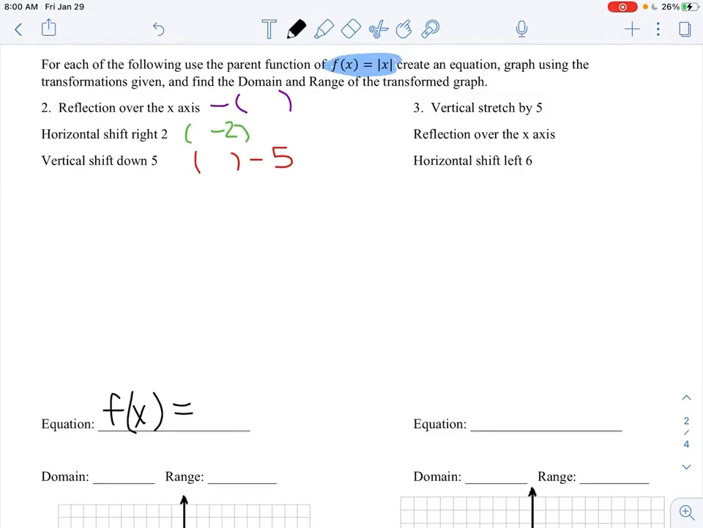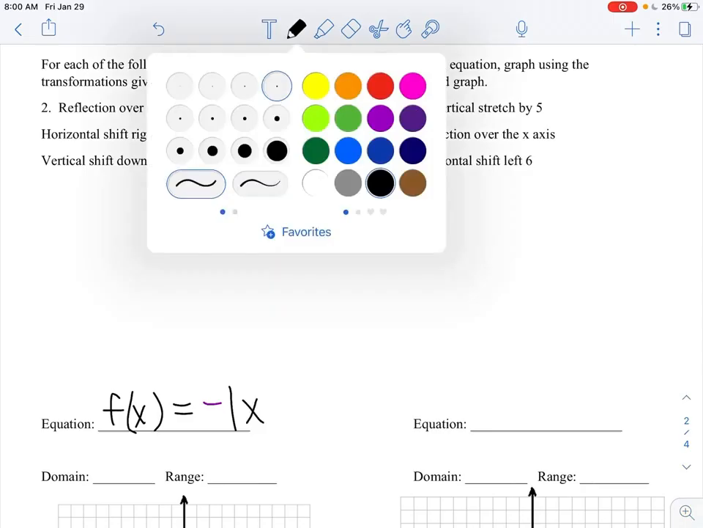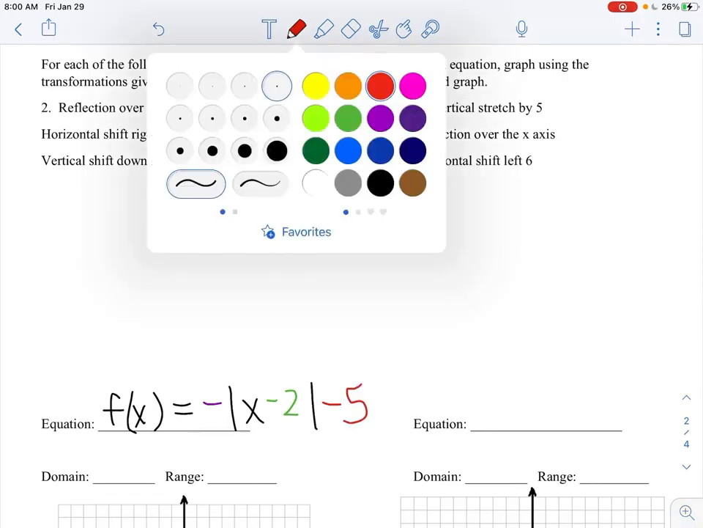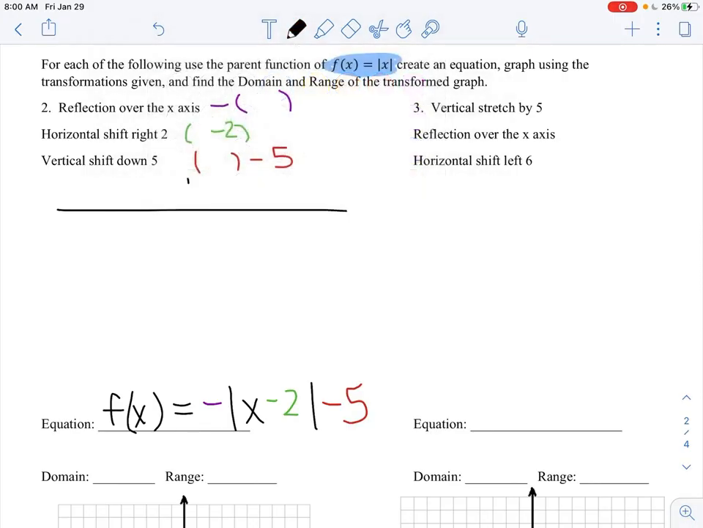So I'm going to have my negative on the outside, absolute value, x. I'm going to have my minus 2 on the inside. And then finally, my minus 5 on the outside. There we go. We just wrote our equation. So we're going to make our table really quickly. So x, y, -2, -1, 0, 1, 2.